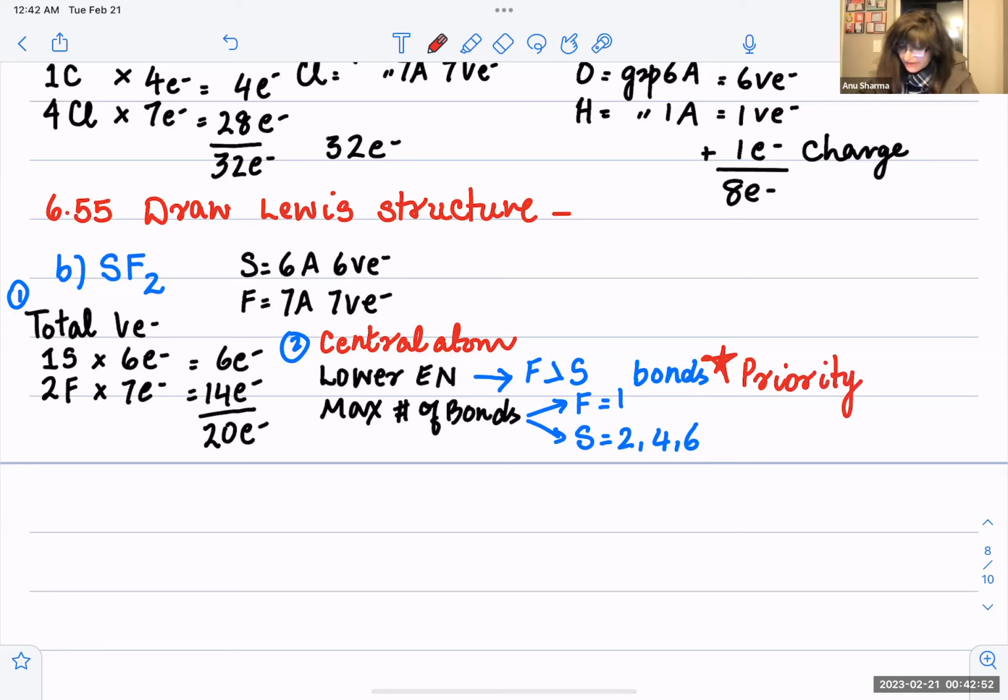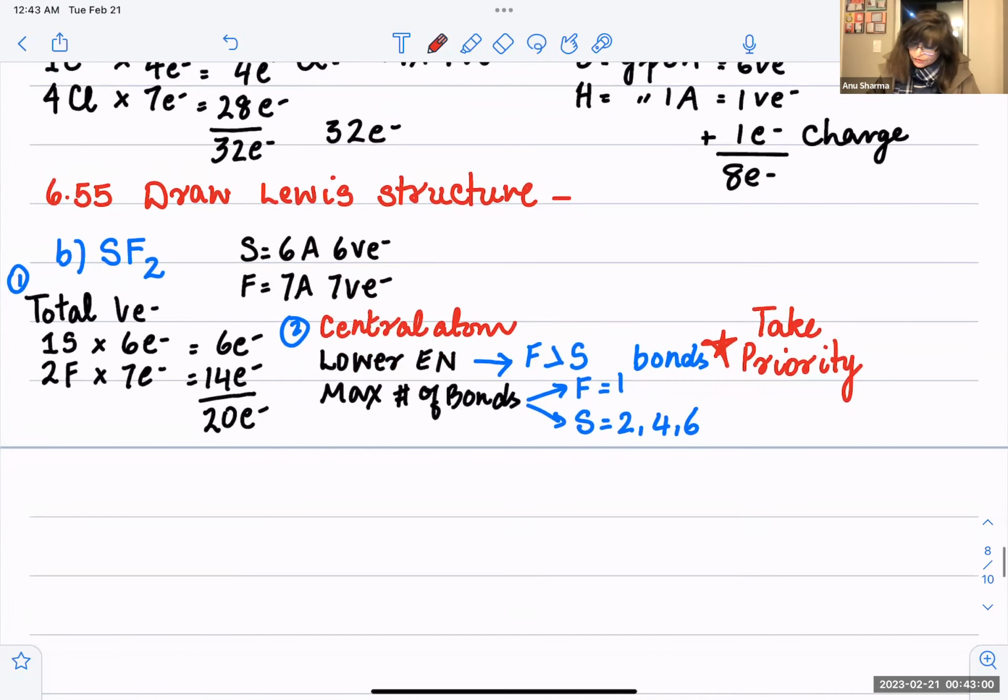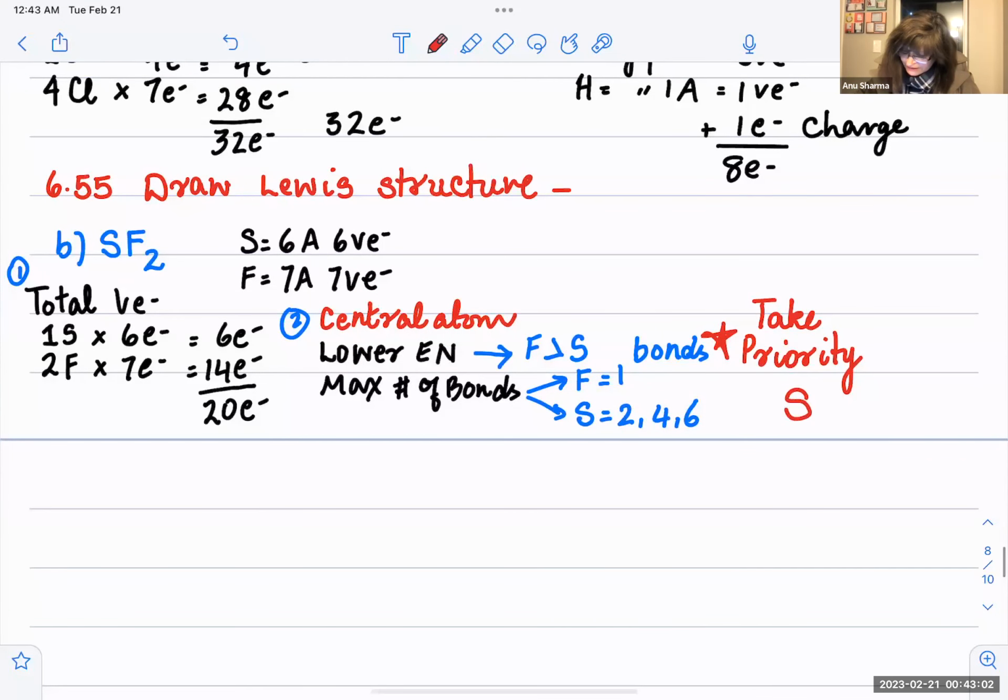How many bonds can an atom make? So that always takes priority. Okay, the number of bonds that an individual atom can make. So which one is going to be the central atom? Based on this, sulfur is the central atom.